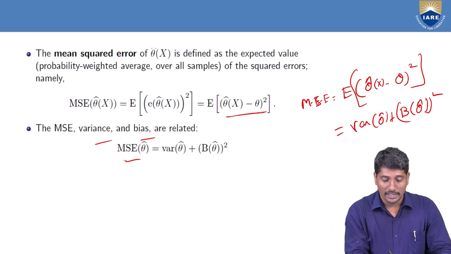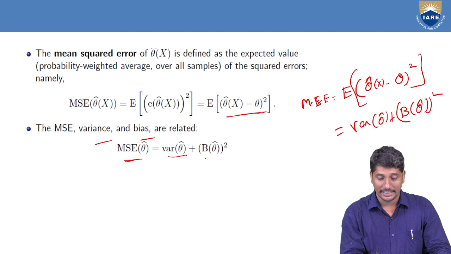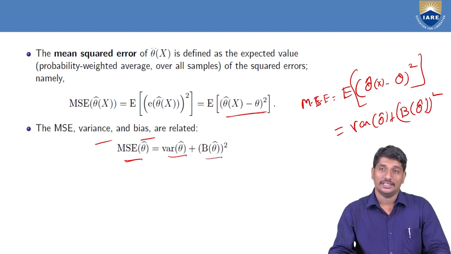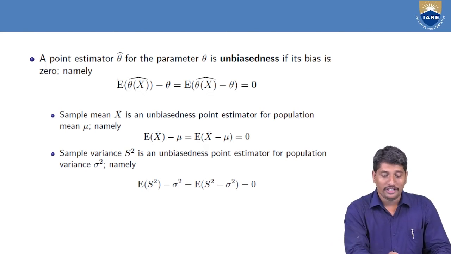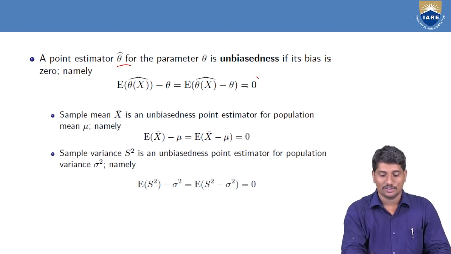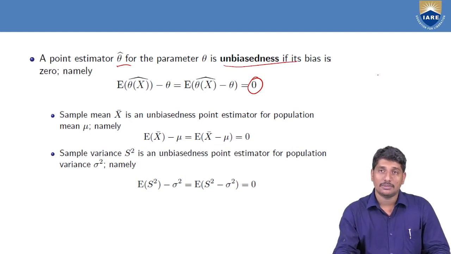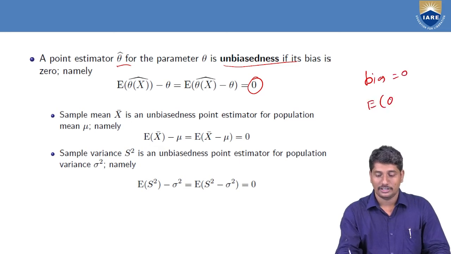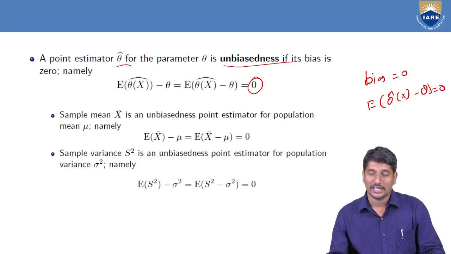So the mean square error will always be equal to the variance of theta cap plus the square of its bias. Okay, so this is the relationship. Now a point estimate theta cap is called unbiased if the bias is zero. I told you if there is no bias, it's called unbiased. So an unbiased estimator is nothing but one where the bias is zero, that is, the expectation of theta cap of x minus theta is zero. Whenever the expectation of theta cap of x minus theta is zero, we call it an unbiased estimate.